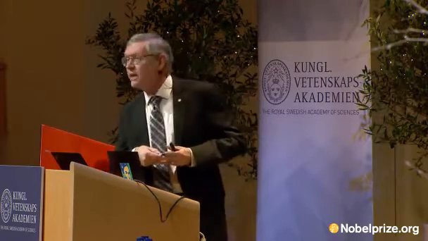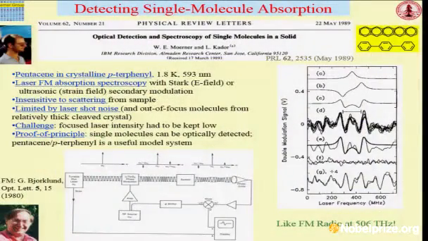The FM technique is one in which you take the laser and frequency modulate it. So here's frequency modulated light, here's the sample, and the sample converts this constant amplitude beam into an amplitude modulated beam. That's what you end up detecting. It's very much like FM radio at 506 terahertz, because that's the center frequency now of this huge inhomogeneously broadened line.